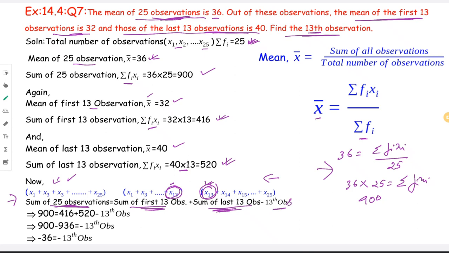Now the sum of 25 observations, we got 900. The sum of the first 13 observations is 416, which I have written, and the sum of the last 13 observations is 520. We already know why this minus is there, because of the two 13ths. Now if you add these two, you get 936, which is plus; if it goes to the other side, it will be minus. Now when you subtract, you get minus 36, and you can see that on the right side it is minus the 13th observation. So I can cancel minus and minus. So the 13th observation is 36.